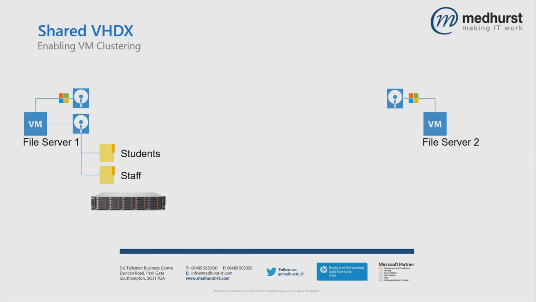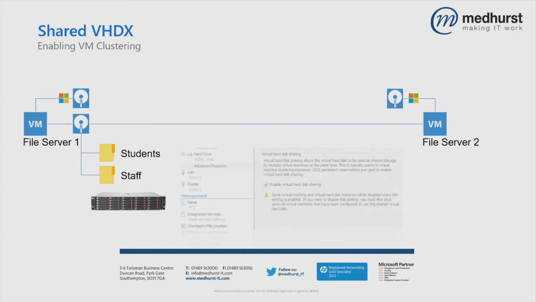Now, instead of going to create another data volume, what we're going to do is connect file server 2 directly to the VHDX that we're using as our D drive on file server 1. Okay? And that is using a little tick box there called Enable Virtual Hard Disk Sharing. So when you look at the properties of your VM, you scroll down to one of your hard disks, there'll be a little plus icon next to it, to the left of it. If you click that, there's an advanced features, and that's where you'll find it.